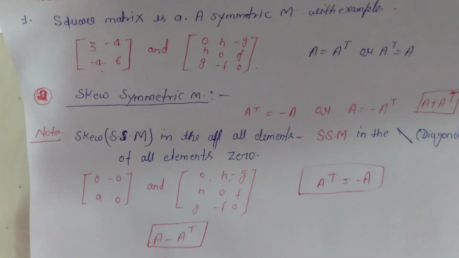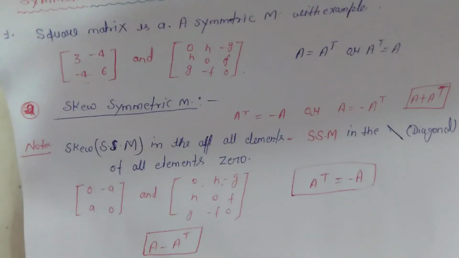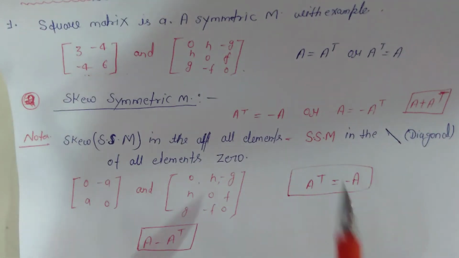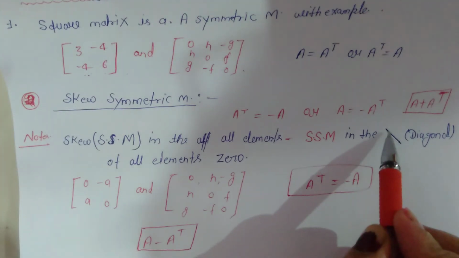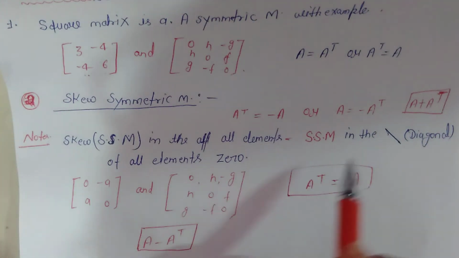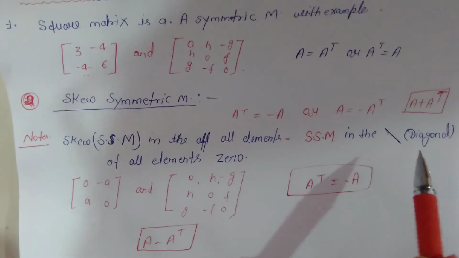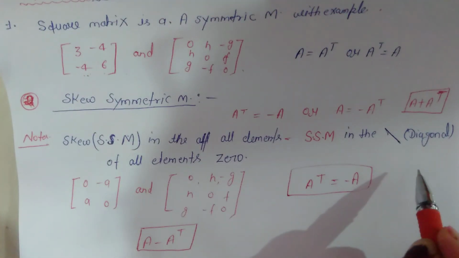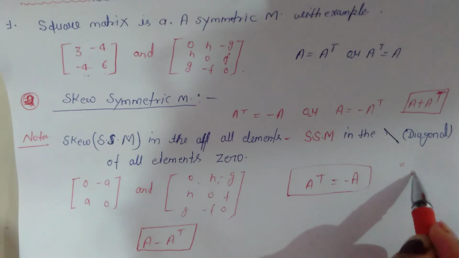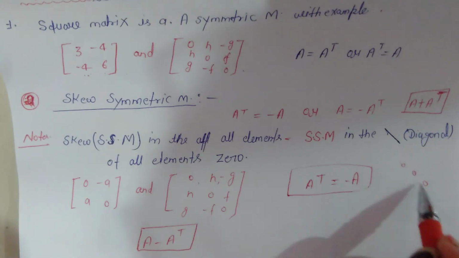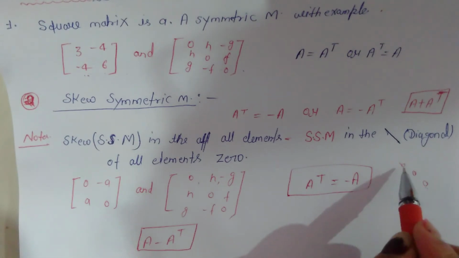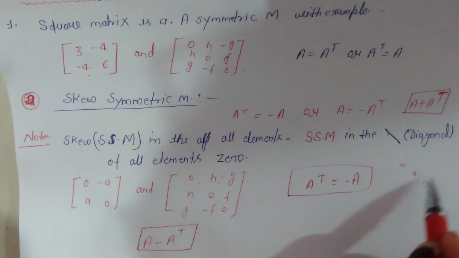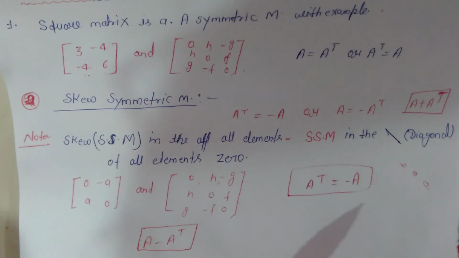And so, important notes: first, the diagonal of a skew symmetric matrix is zero, meaning the diagonal elements of a skew symmetric matrix are 0, 0, 0. The diagonal matrix has elements 0, 0, 0 and the other elements are numbers, so it will be skew symmetric.